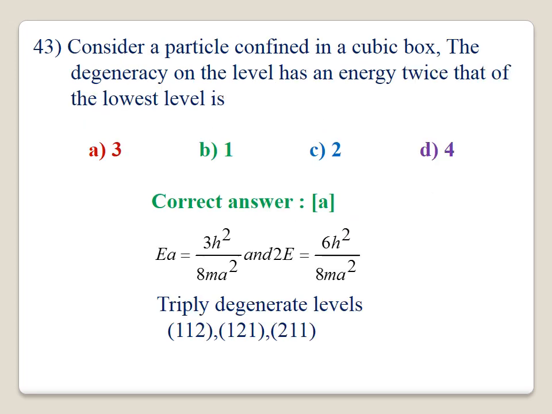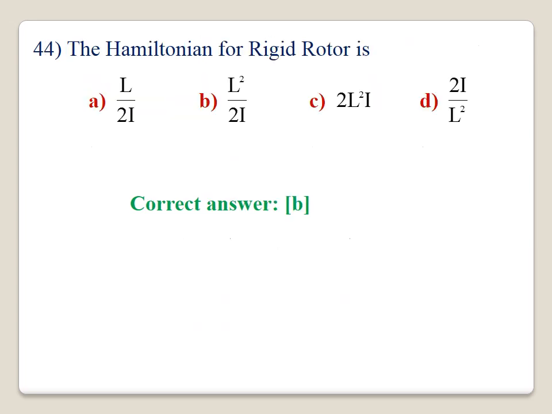43. Consider a particle confined in a cubic box. The degeneracy of the level has an energy twice that of the lowest energy. Here, what is the lowest energy? E will be equal to 3h square by 8ma square, and twice the lowest energy means 2E, that is 6h square by 8ma square. The 6h square by 8ma square level is triply degenerate: 112, 121, 211. Therefore, the correct answer is A. The degeneracy is 3.